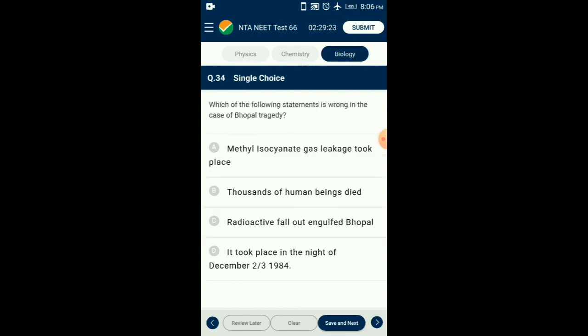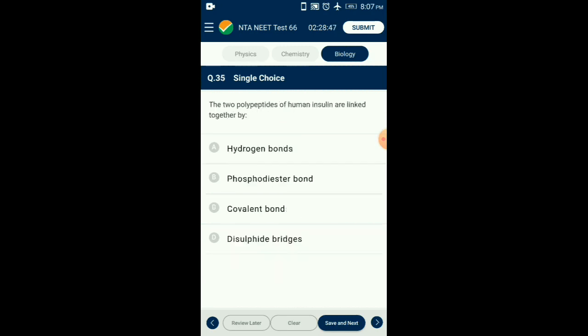Question number 34. Which of the following statements is wrong in the case of the Bhopal tragedy? The Bhopal tragedy occurred on the night of December 2nd and 3rd in the year 1984 at the Union Carbide India Limited pesticide plant in Bhopal, Madhya Pradesh. A leak of methyl isocyanate gas and other chemicals from the plant resulted in the exposure of hundreds of thousands of people. So the answer for this question is option C, radioactive fallout engulfed Bhopal.